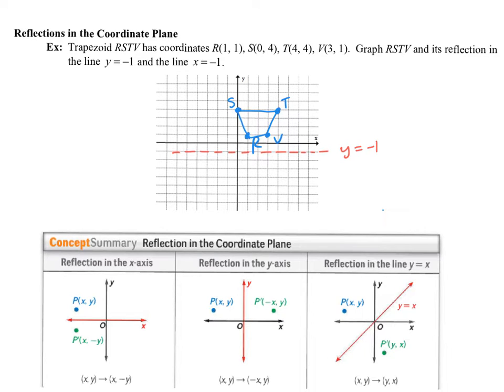So this is a little easier to do. So let's just start with R. Notice that R is 2 units above the line, so R prime needs to be 2 units below the line. So R prime would be right here, and then V prime would be also 2 units below the line. Here's V prime. T is 1, 2, 3, 4, 5 units above the line. So T prime needs to be 1, 2, 3, 4, 5 units below the line.